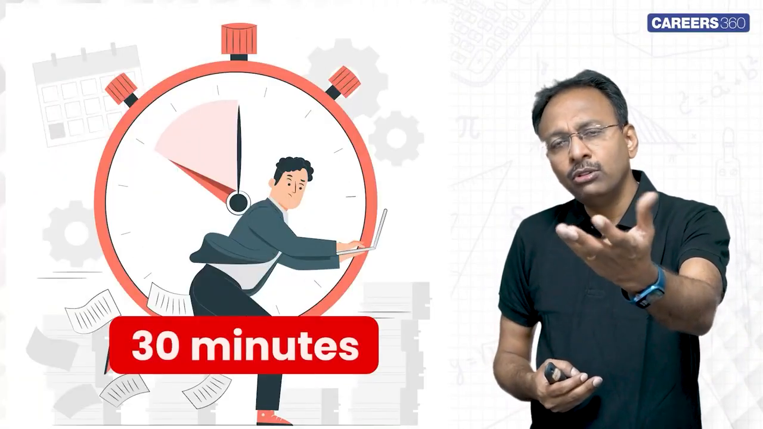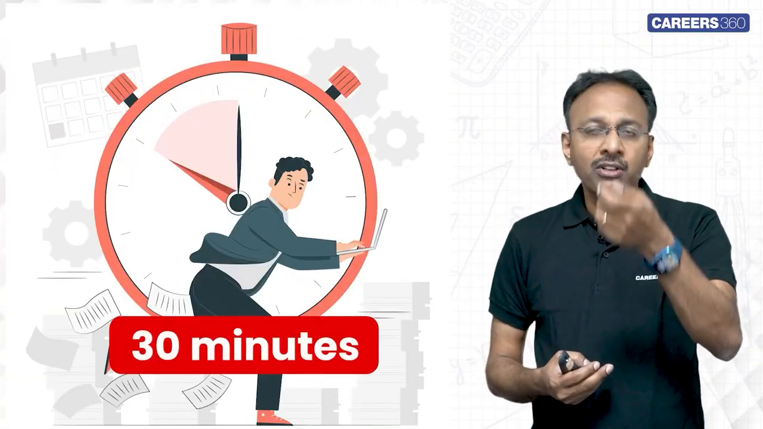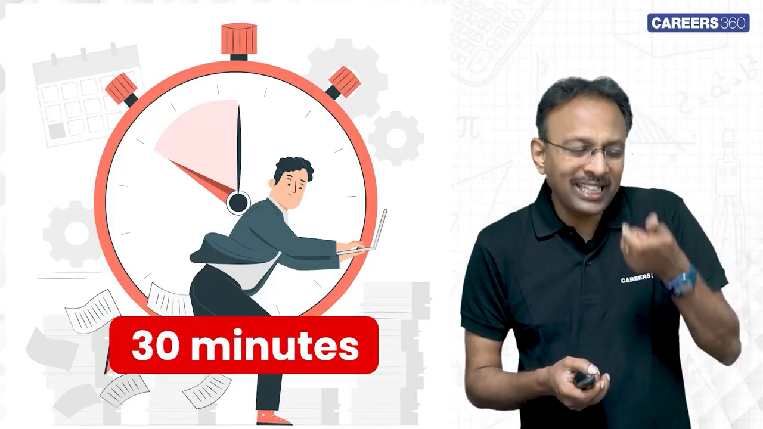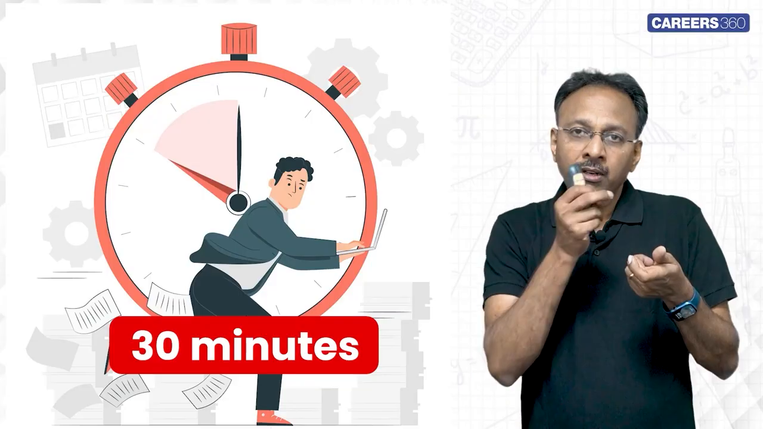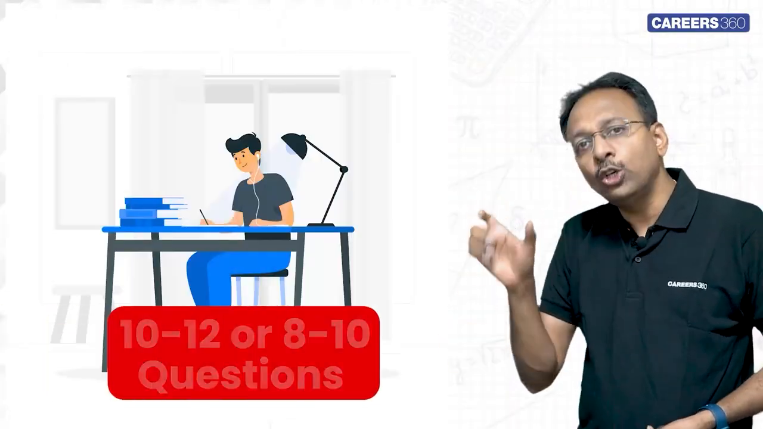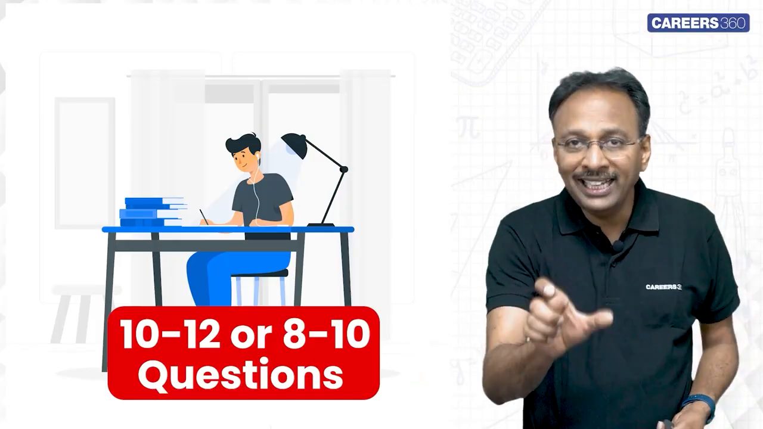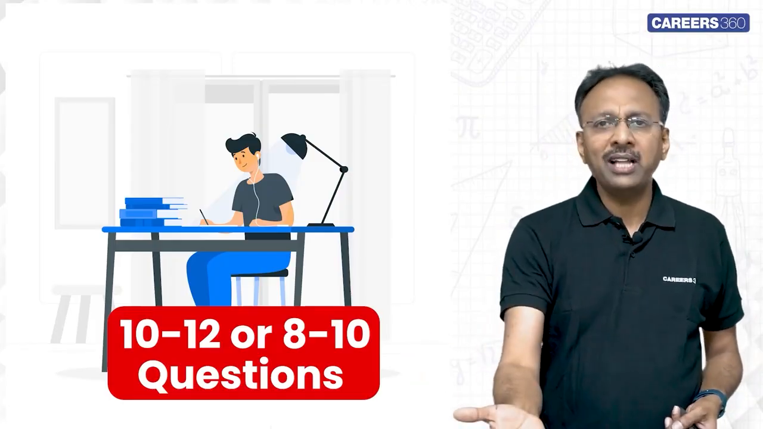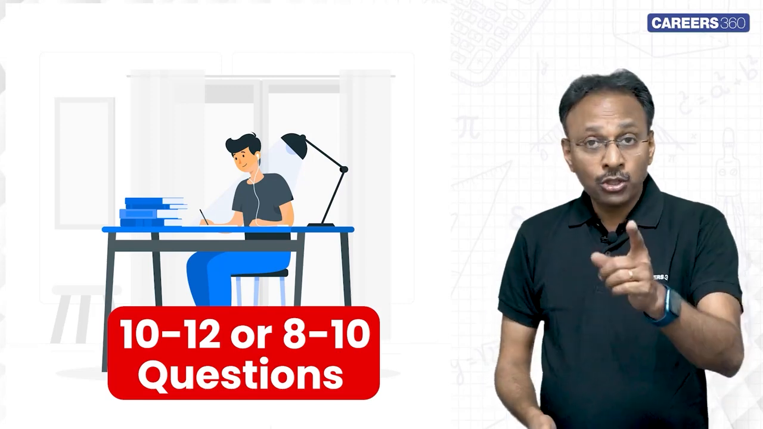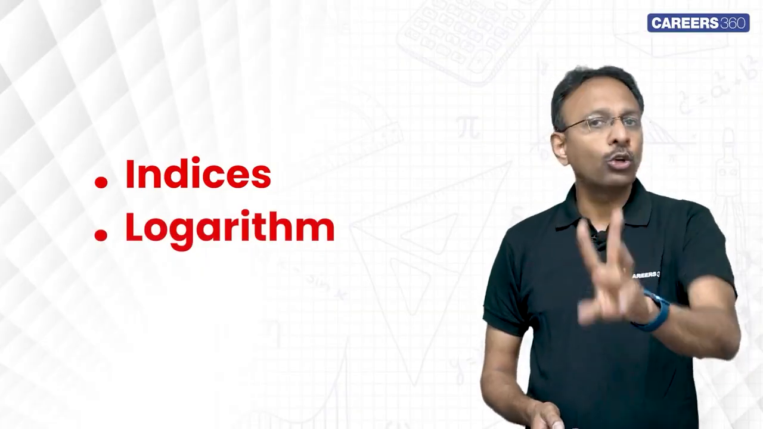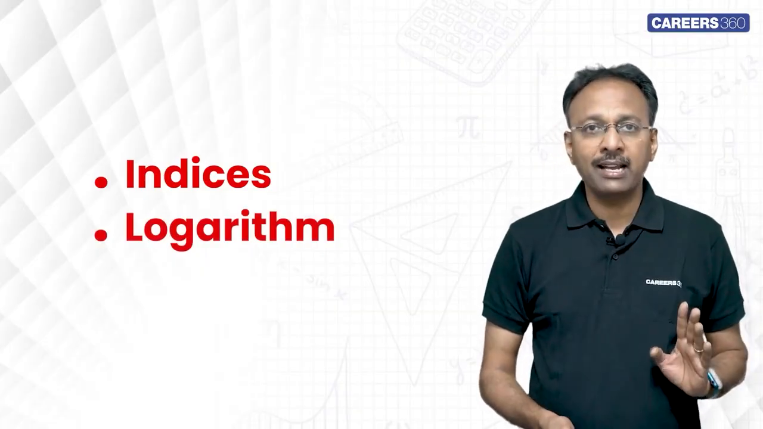30 minutes will take you to each of these questions. One of the things I always come back with saying is that if there is a concept, you spend 30 minutes on that concept. A, learning that concept. B, solving 10 to 12 questions or 8 to 10 questions in concept based exercises. You do that, you will be very, very good in that. Like I told you, there are 4 areas which you should be really good at. One is indices, one is logarithms, guaranteed 1 or 2 questions in your actual CAT exam.